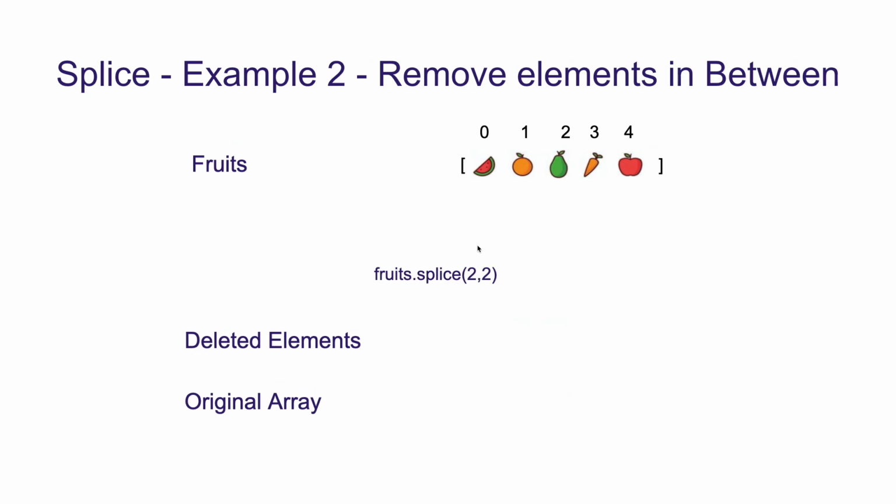In example 2, we are going to use splice function to remove elements in between the array. Here you can see that we have the array with 5 fruits. We are using this splice function with parameters 2, 2, which means that we want to delete 2 elements starting from index 2, which leads to the deleted array with the index 2 and 3 and updates the original array accordingly.